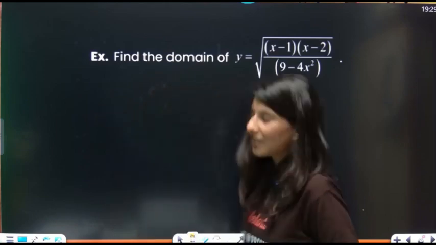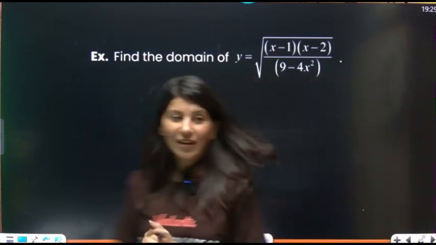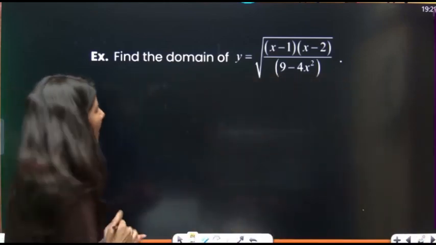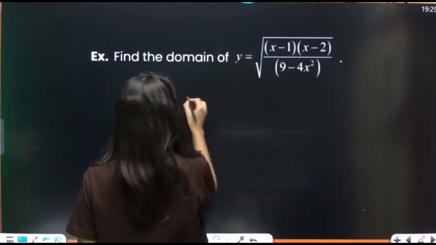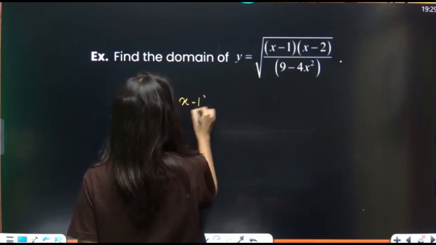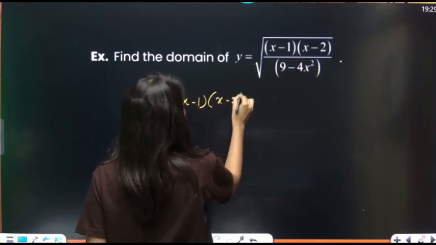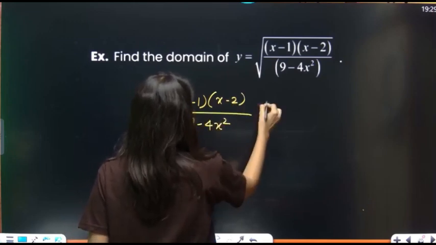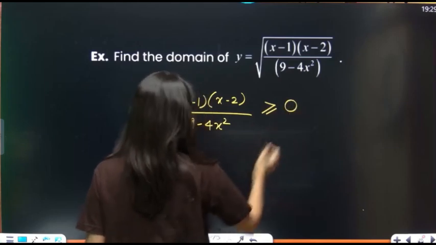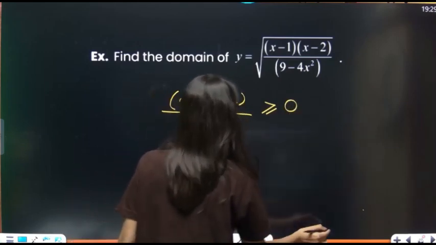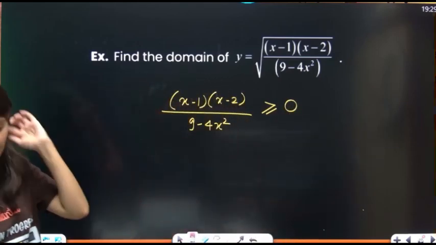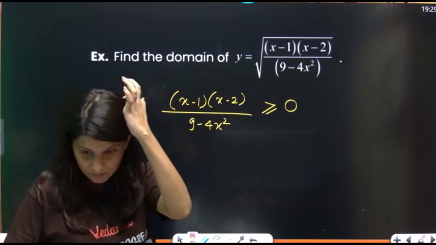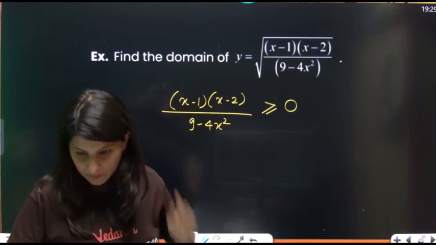Okay. Chalo. Now domain of y, are you solving it? Are you giving me the answer? So first of all, again, a square root is involved. So x minus 1 times x minus 2 upon 9 minus 4x square will be greater than or equal to 0. Any expression inside the square root will always be positive.